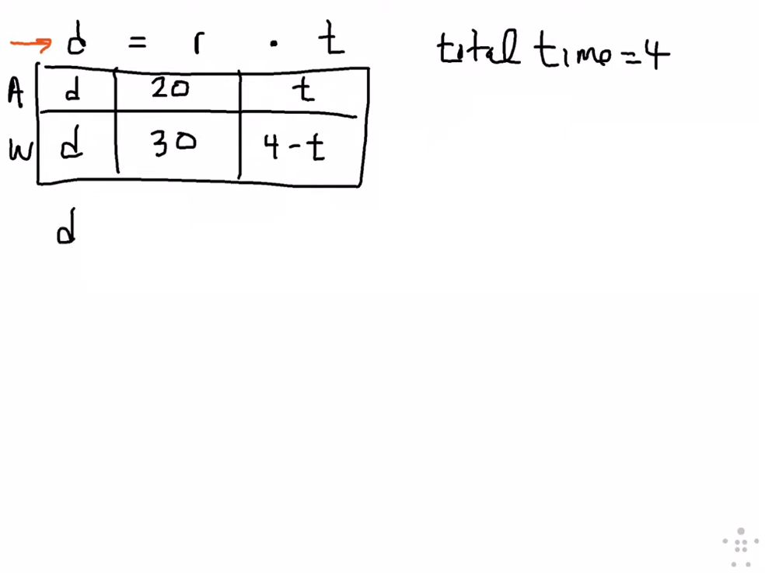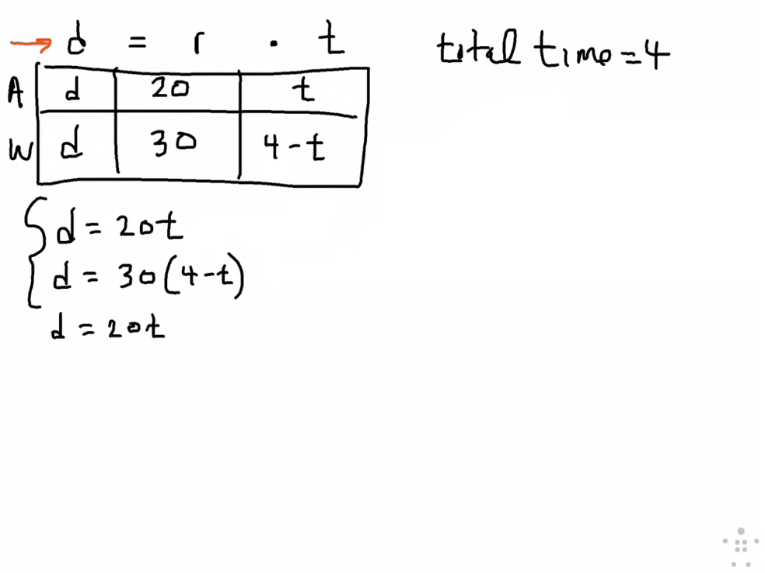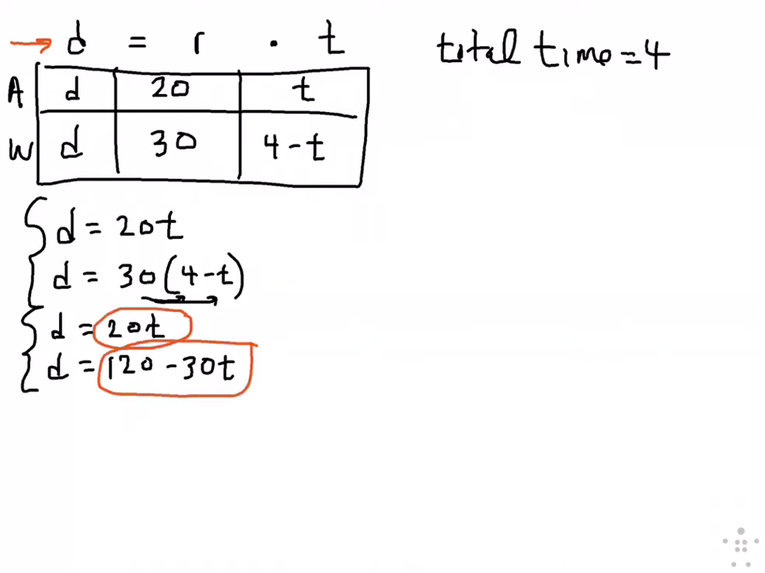So we have D equals 20 times T for the first row, and the second row we have D equals 30 times 4 minus T, right? So there's our two equations. We can simplify, right? D equals 20T, and D equals, we'll distribute in 30 times 4 is 120 minus 30T, right? We distribute that in. Okay, now I have two equations, and they're nicely set up for equal value methods. So these two right-hand sides equal each other, right?